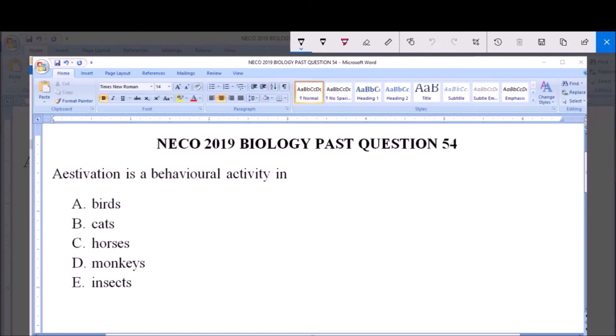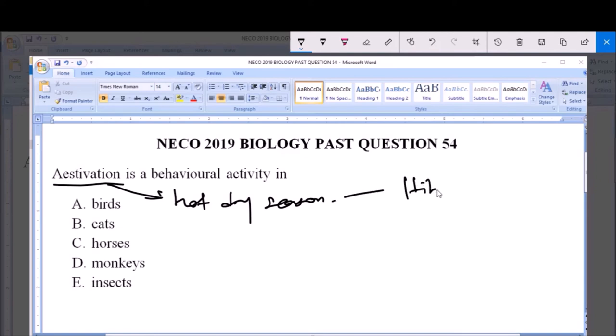I will be answering Neco 2019 biology past question 54. Estivation is a behavioral activity in A. birds, B. cats, C. horses, D. monkeys, and E. insects. Now estivation is a behavioral activity that is actually carried out by some organisms during the hot dry season. Estivation is the opposite of hibernation. Hibernation is done during the cold season.